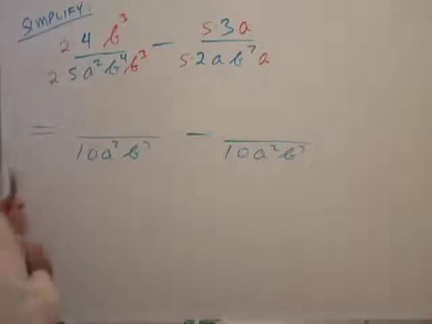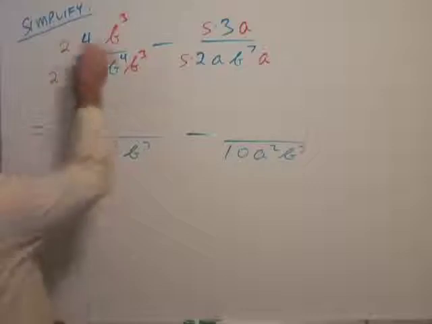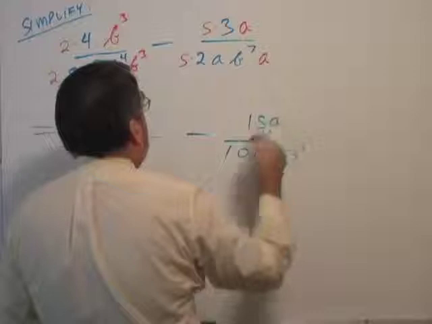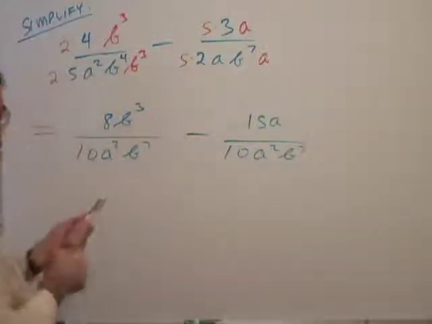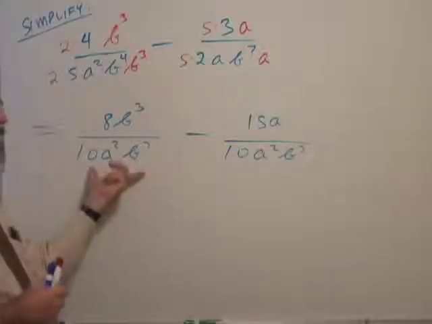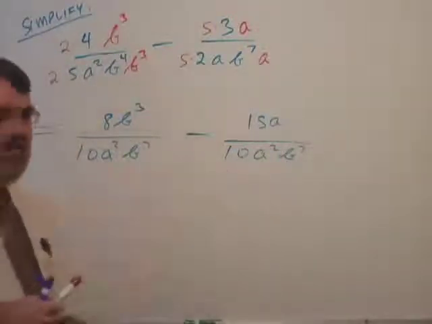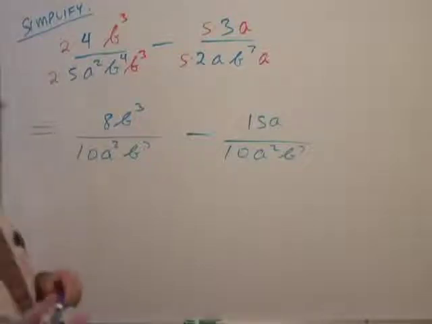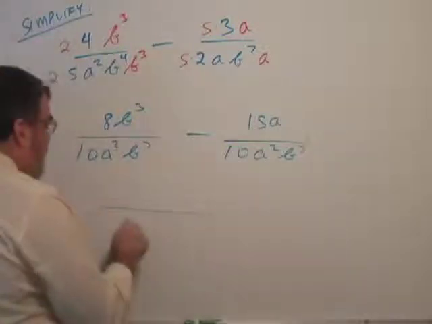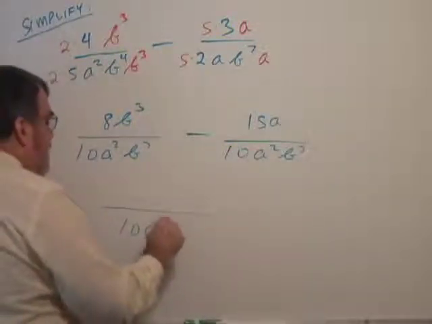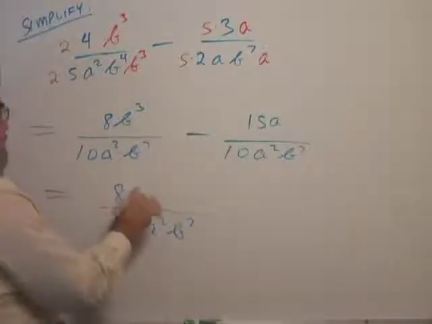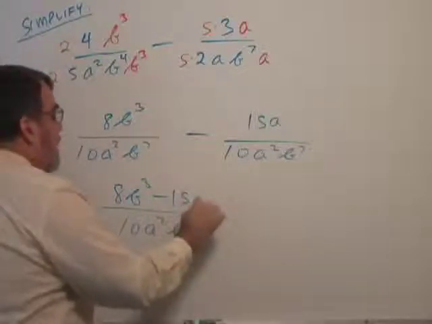And as far as numerators, they did change. So here I've got 8b to the third minus 15a. And now what do we do? Well, really the unit we're adding is 1 over 10a squared b to the seventh. And so to combine like terms here, in other words, combine the fractions, we simply rewrite the denominator, 10a squared b to the seventh, and then subtract the numerators in this case. So it's 8b to the third minus 15a.